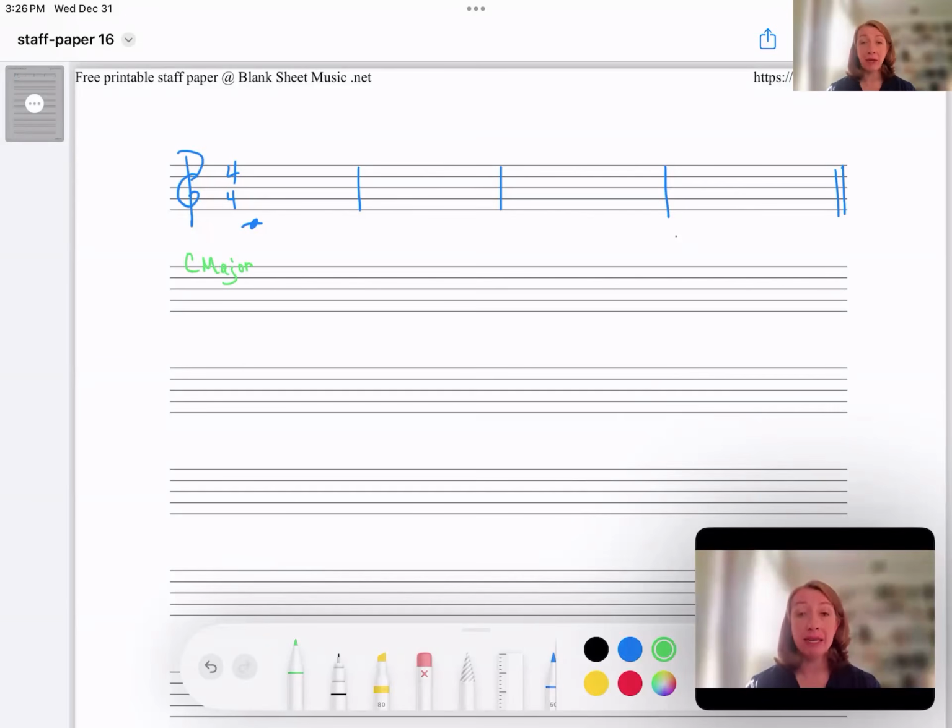Now we are ready to hear this melody for the first time. And what I'd like you to do with your pencil is you're going to move that pencil across the paper in time to the music. So as you're listening to this melody, you're hearing it in 4-beat bars, and your pencil is going to move across your paper in time to the music.